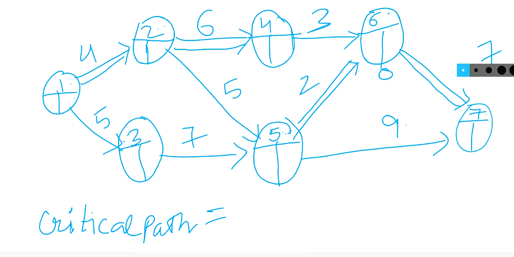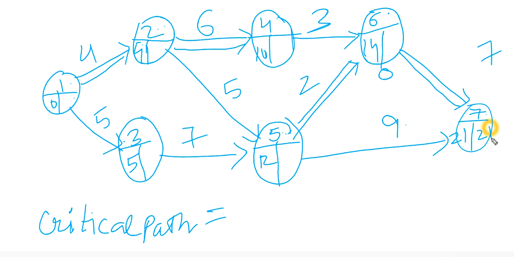So now I'm going to make next set of network here. 0 plus 4, 4. 0 plus 5, 5. 4 plus 5 is 9 and 5 plus 7 is 12. Then 4 plus 6 is 10. 10 plus 3 is 13 and 12 plus 2 is 14. And 14 plus 7 is 21 and 12 plus 9 is 21. So here we are, 21.